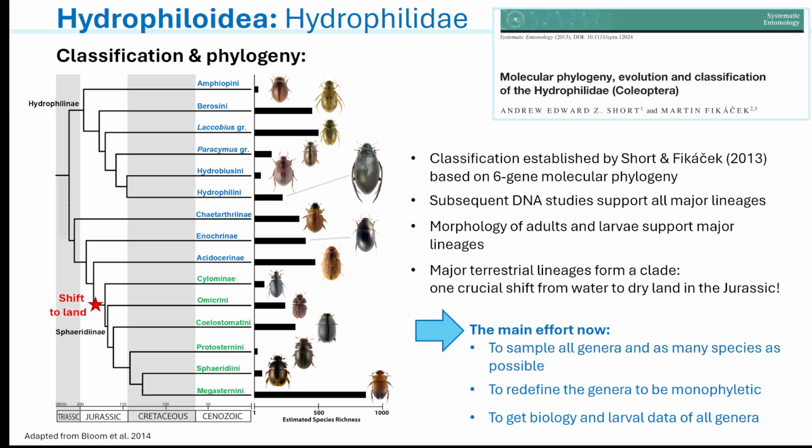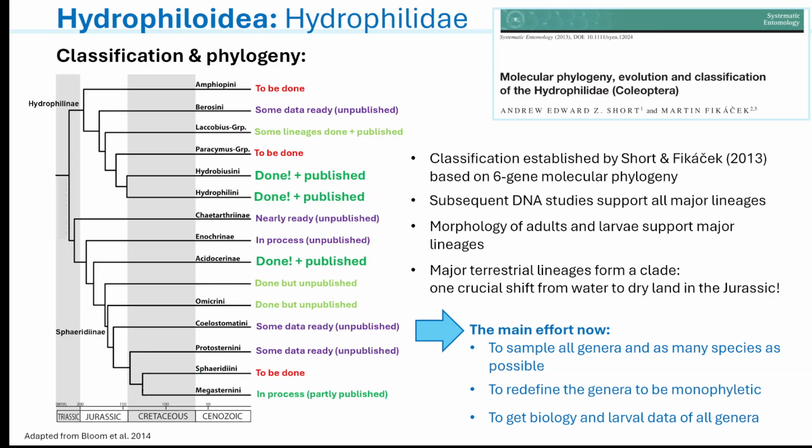So what is the main effort now? We are now trying to sample most genera and figure out their relationships, and also sample more and more species to delimit the genera more clearly. And it would also be good to get as much information as possible on the larvae and biology.